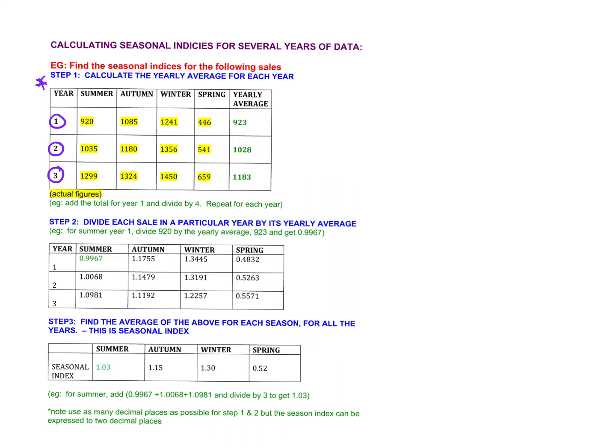The yellow numbers are the actual numbers, what they actually sold in the shop for those 4 seasons. To find the average for that year, I add them up and divide by 4, and I get this number. That's the yearly average, and they've done that for every year. We do that because we are going to find the seasonal index for every season for every year.